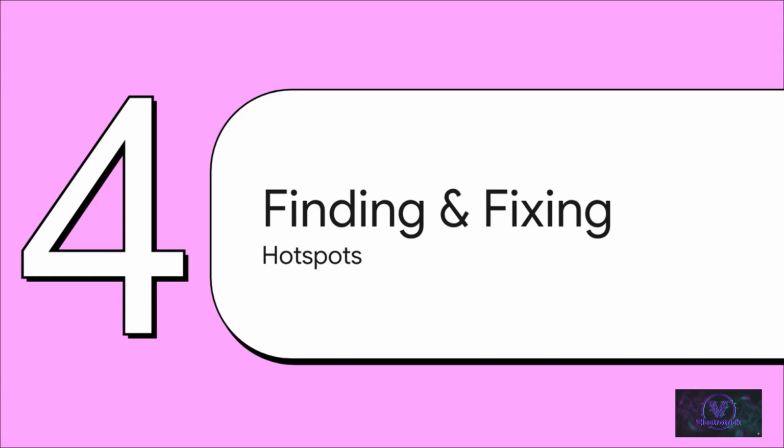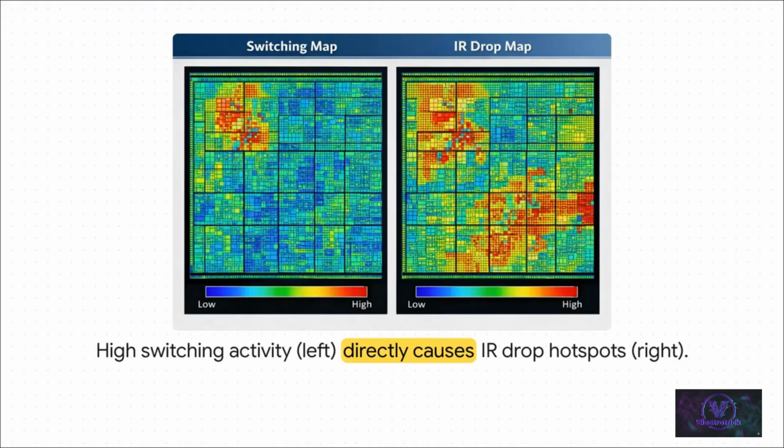This brings us to our final section, finding and fixing hotspots. This is where all that analysis finally turns into real, concrete action. Oh man, this slide just says it all, doesn't it? On the left, you've got a map of switching activity. The red areas are where tons of transistors are firing at the same time. Now look at the right. That's the IR drop map. See it? The hotspots line up perfectly. It's so clear. Where the chip is working the hardest, the voltage is dropping the lowest. This is the smoking gun engineers are looking for.